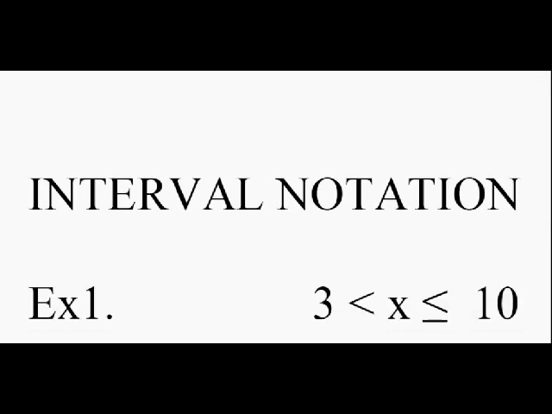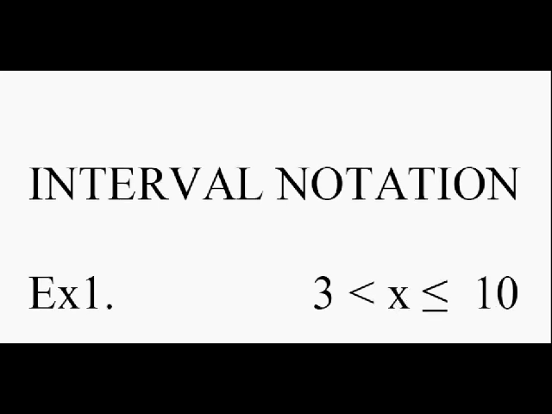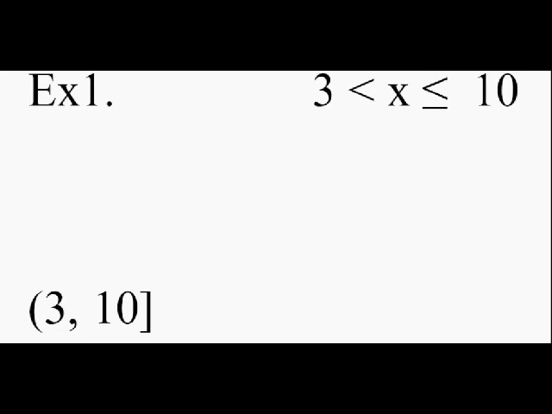Okay, this is interval notation, used extensively in calculus and used to replace inequality notation. We have an example here we're going to do. x is greater than 3 and less than or equal to 10. Now to write this in interval notation, we put a 3, comma, a 10, because we want all the numbers that are in between 3 and 10.